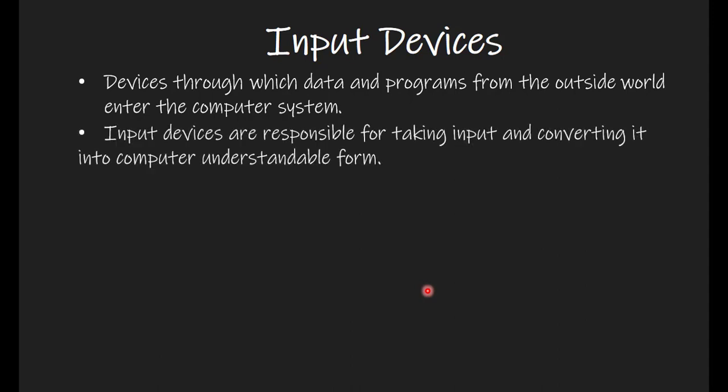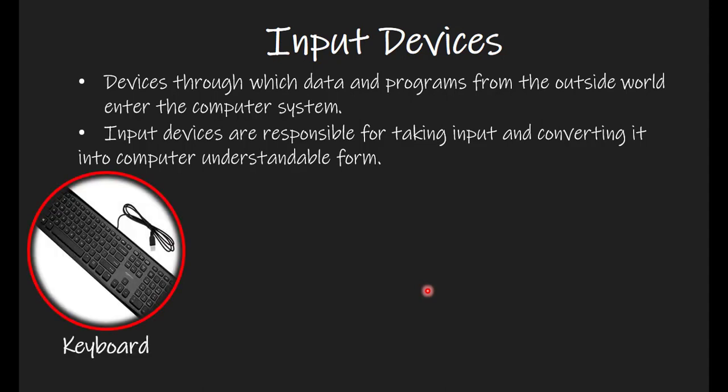And as you know, our computer works on electricity, and in electricity we have only on and off. Similarly, our computer understands the language of 0 and 1 only. So if I am giving some input to the computer, then the computer must be able to understand it. So input devices are responsible for converting the input that we are giving to the computer into a computer understandable form, or we can say in the form of 0 and 1.